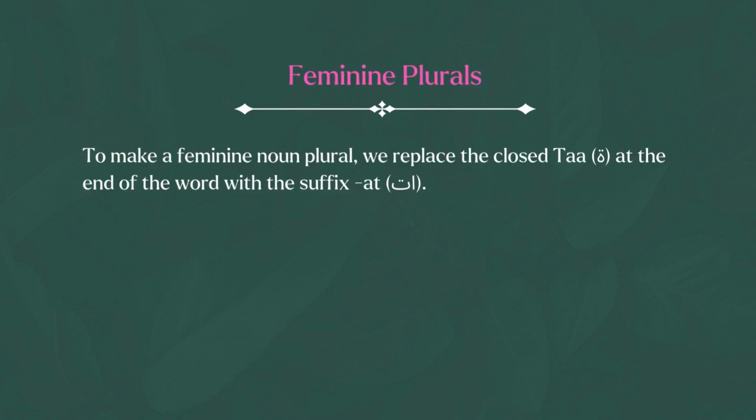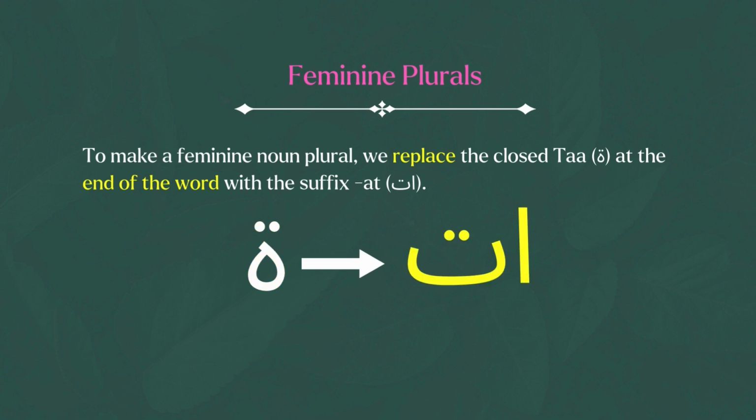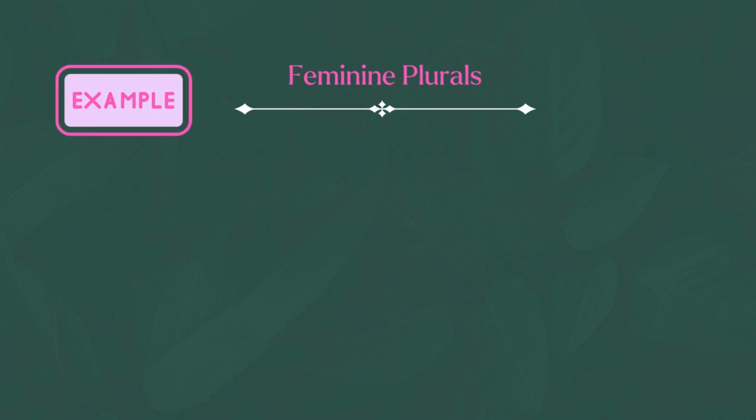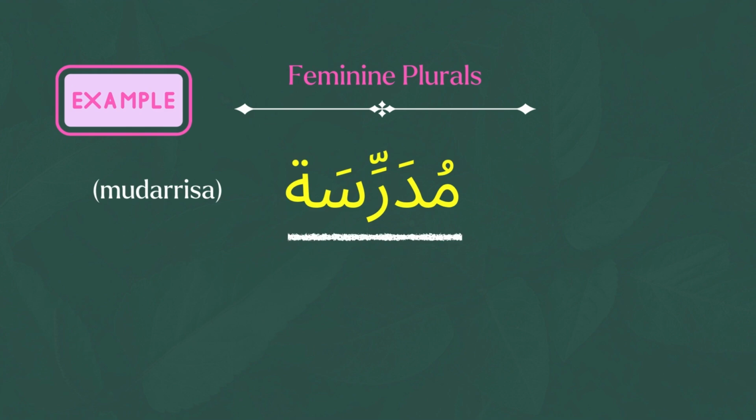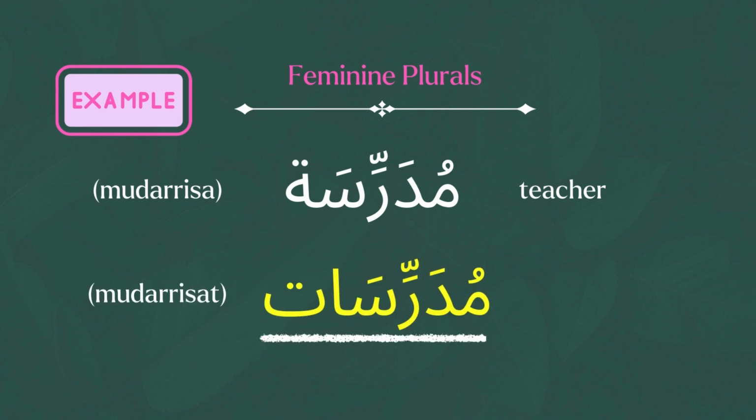To make a feminine noun plural, we replace the closed ta at the end of the word with the suffix alif ta. For example, the noun مدرسة, teacher, becomes مدرسات, teachers.